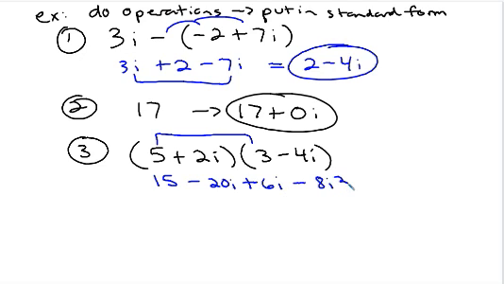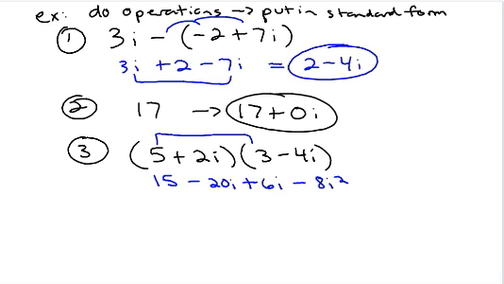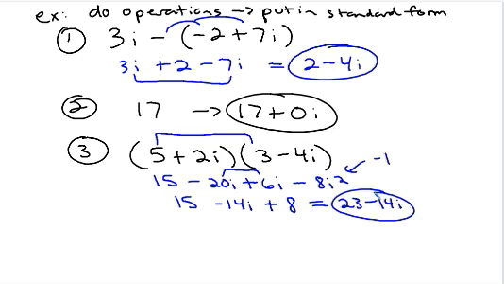Now, this can be cleaned up a little bit because of what I just told you on the first page. i squared is negative 1. So I can replace this thing with a negative 1. So now I have 15, combine my like terms here, minus 14i plus 8. Because that i squared is a negative 1, so my final answer would be 23 minus 14i. All right, and we're good.